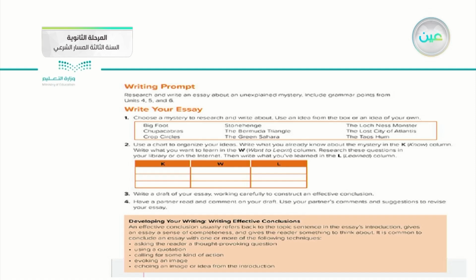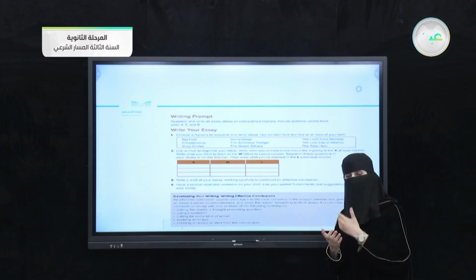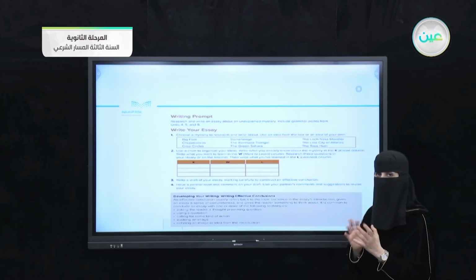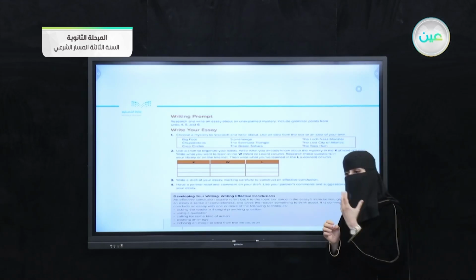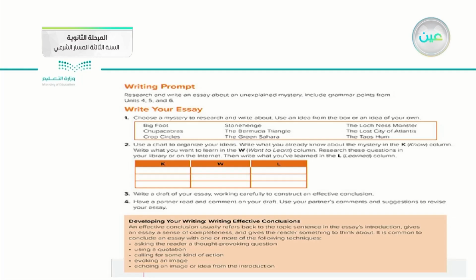Have a partner read and comment on your draft. Use your partner's comments and suggestions to revise your essay. This is the last step. When you finish and make a draft, give it to your peers or your friends or anyone to read it and try to improve yourself from his or her advice, to avoid mistakes, to analyze your idea, and so on. Try to ask him, what do you know about my research, or what do you understand from my research, and so on. And this is our 4th point, elements or important points if you want to apply them to an essay.